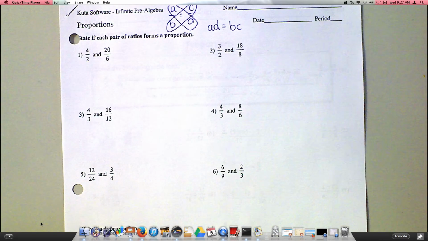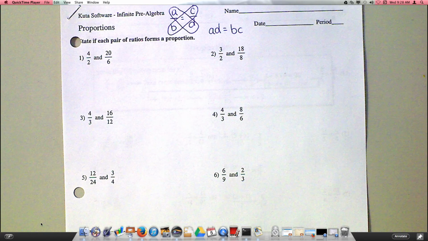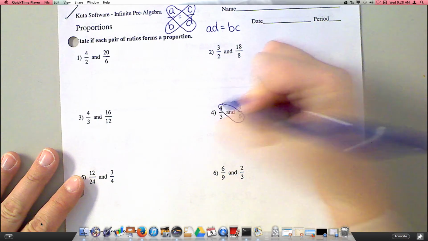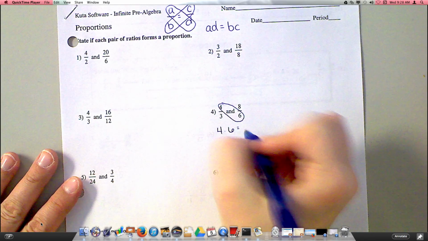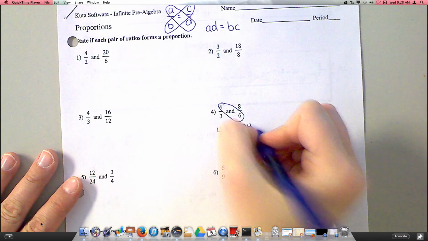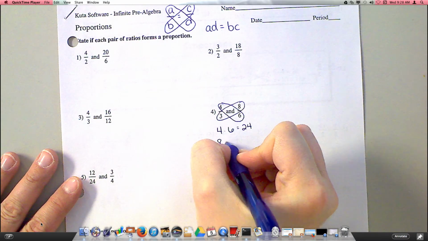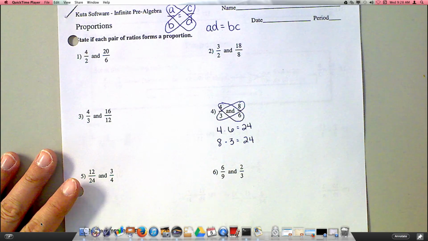So I want to know, do they form a proportion, which means I want to know, are these two fractions equal to each other? Hold on, because here's how you have to show me. Here's how you check. You're going to write down 4 times 6. What is 4 times 6? 24. And then you're going to multiply this way. 8 times 3, which is 24. You must have that written down to justify your answer.